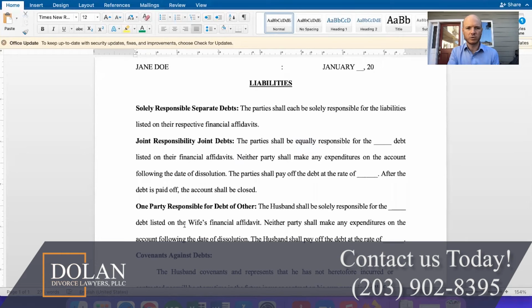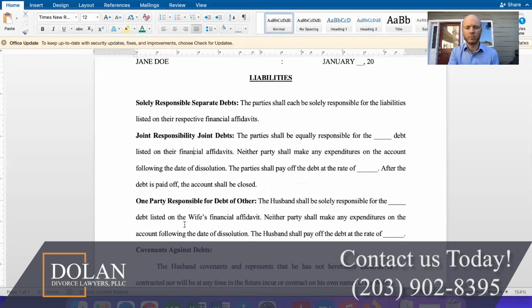So that's how joint debts are dealt with when both parties are paying. And you can have it so that one party is paying for the debt of another, or you can have it where one party is responsible for a joint debt. So I probably should have clarified the language here, but you get the picture.